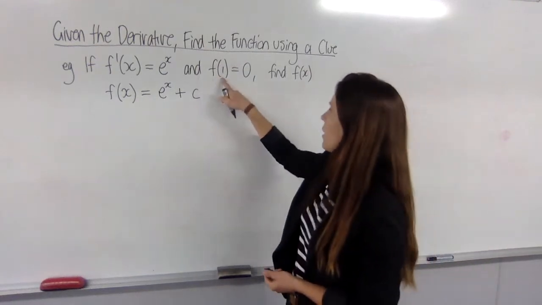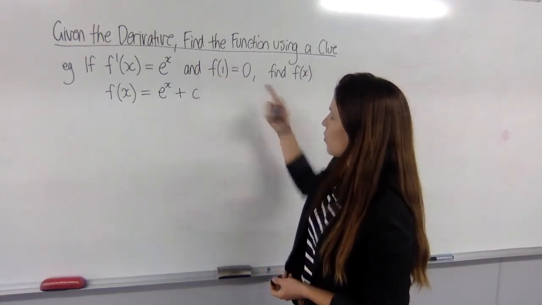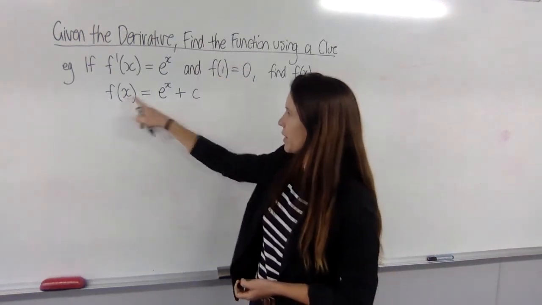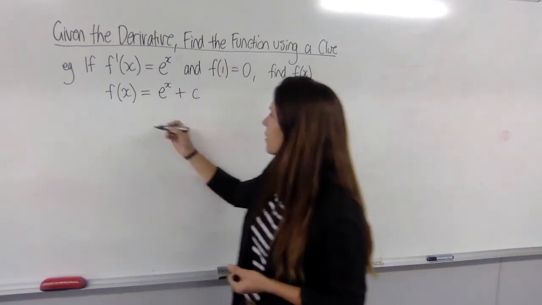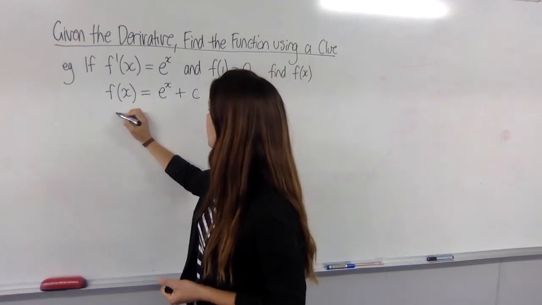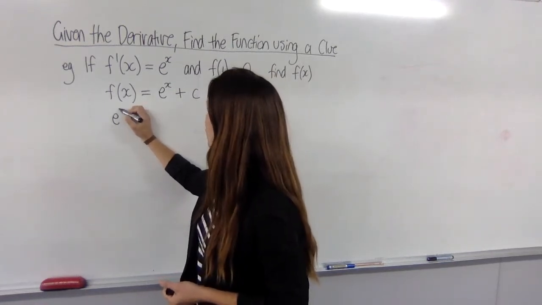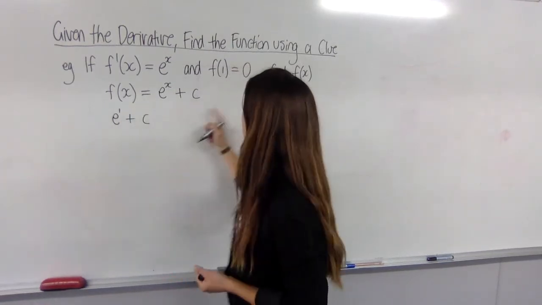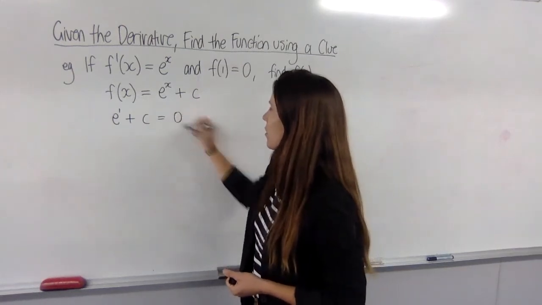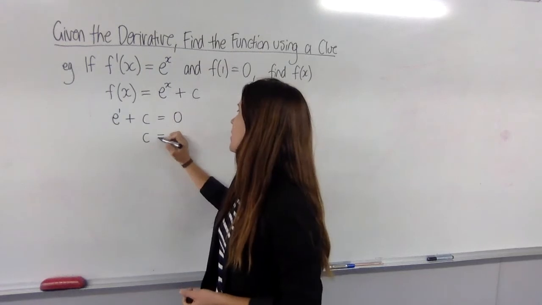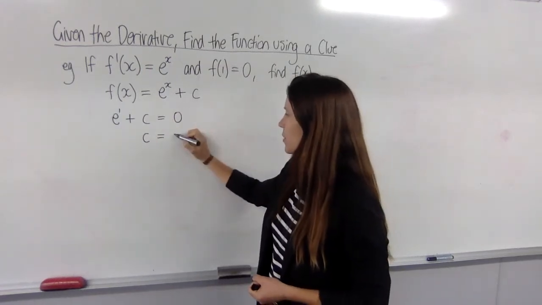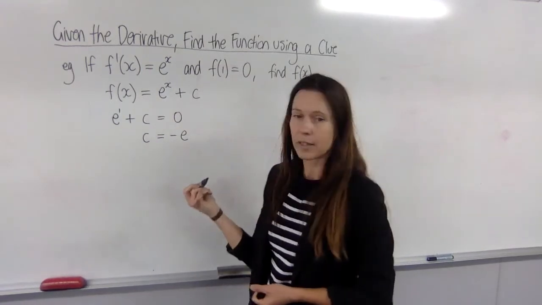Now we can use our clue. The function of 1 is 0. What that means is that if I sub 1 in here for x, I'm going to get 0. So let's go ahead and do that. If I find the function of 1, then I've got e to the power of 1 plus c. That has to equal 0. So then what's c? Well, let's solve this for c. We need to subtract e from both sides, so we'll have minus e.